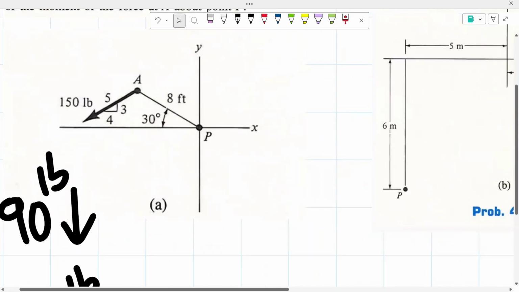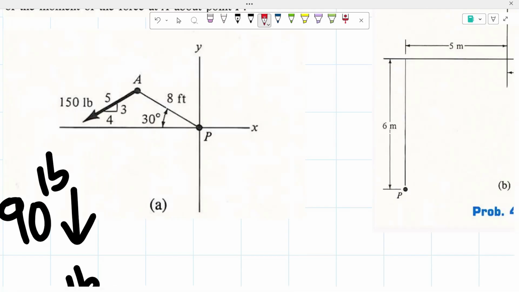So we have our vertical force. We're going to show it in blue. It's going down right here, and that's 90 pounds, as we know. Since this is a vertical force, it has to shift to the right, because it has to align with this y-axis. So we have to shift it over here.